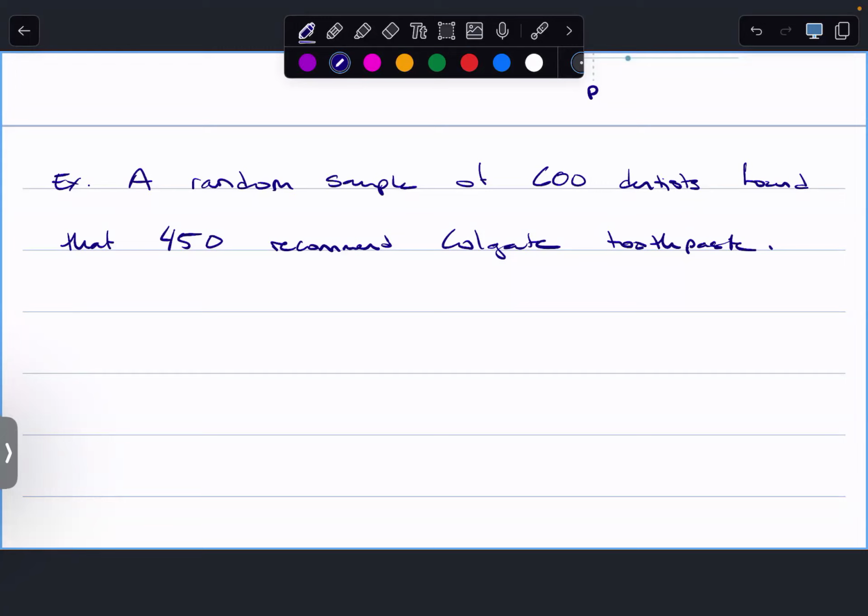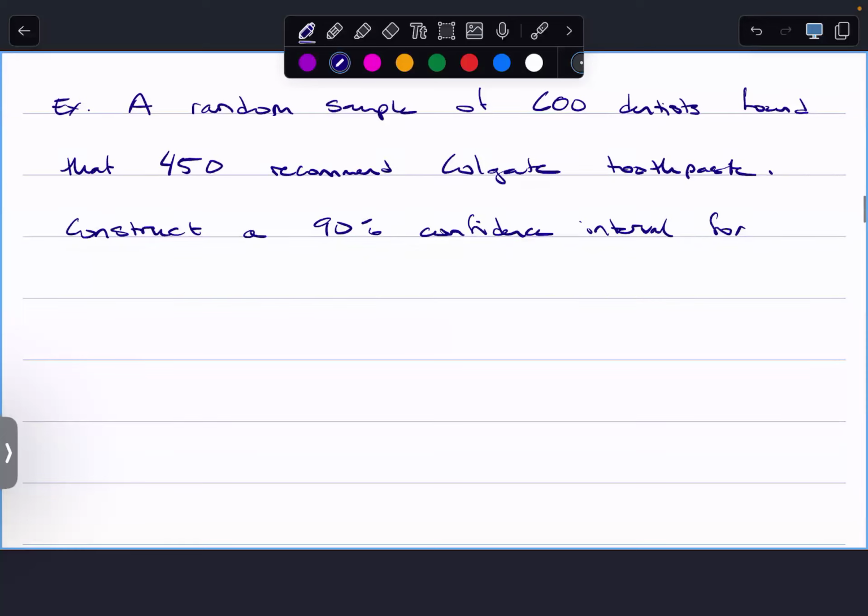Construct a 90% confidence interval for the proportion of dentists who recommend Colgate.